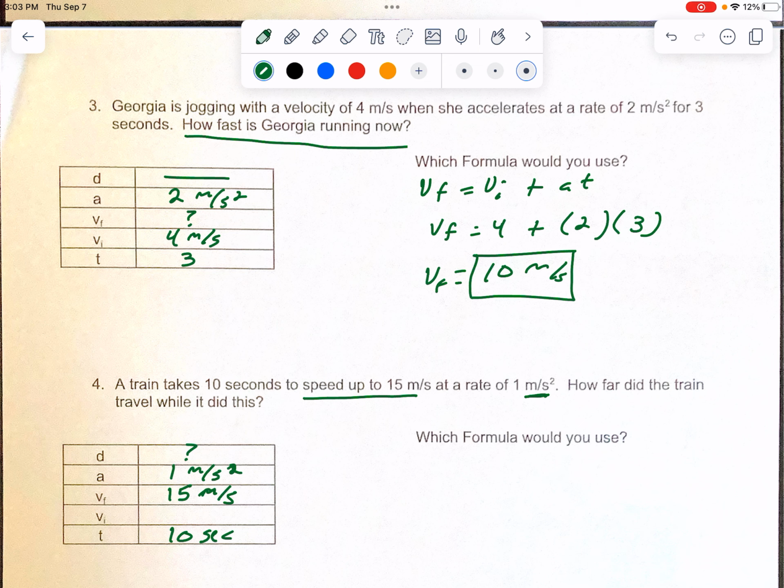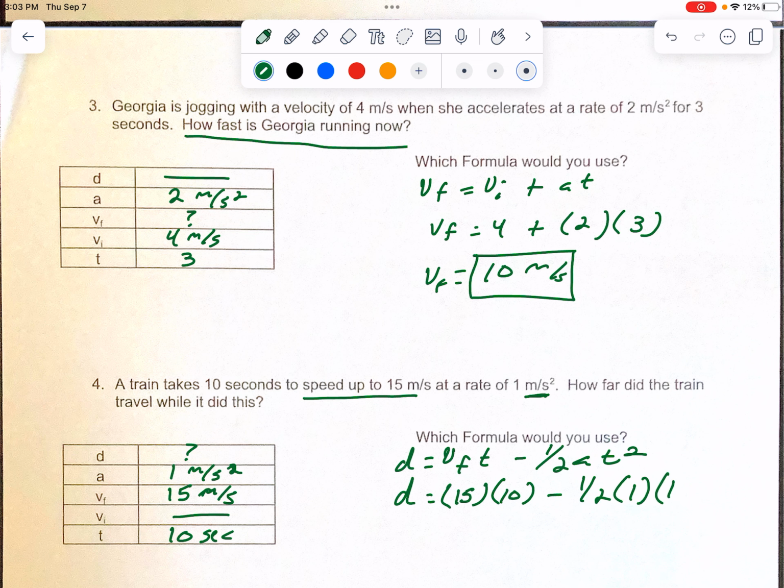So that means you're looking for distance, and it did not care about V initial at all. So we're going to use equation number 4. So D equals VFT minus 1/2 AT squared. Distance, I don't know, so I'm going to leave it as D. VF is going to be 15. Time is 10. Minus 1/2. A is going to be 1. And T is going to be 10 squared. If you do a little cleanup, that's basically 150 minus 50. So that's going to give you a distance of 100 meters.